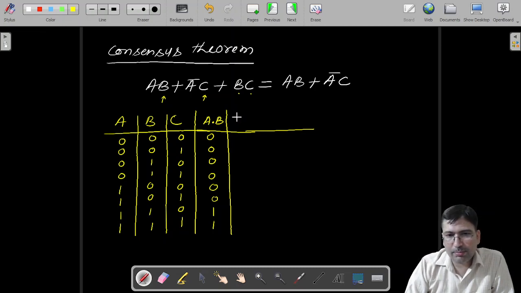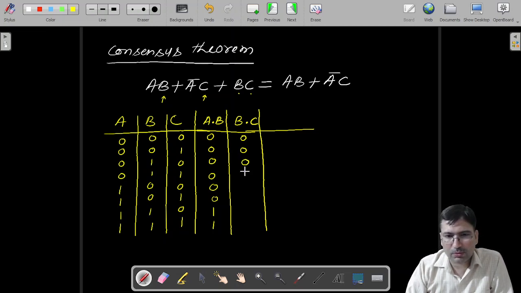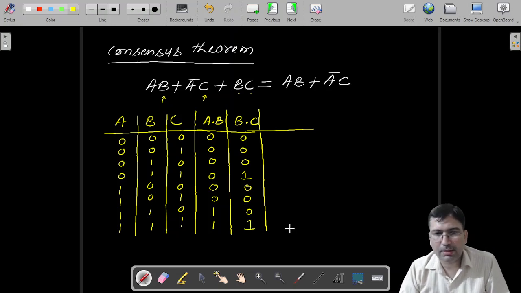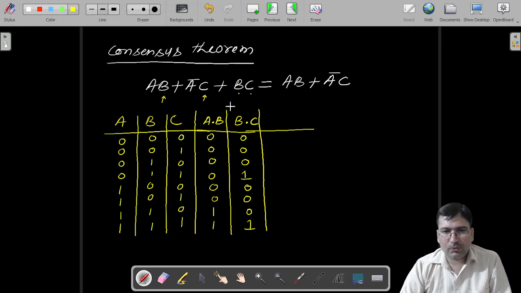Now if we want to calculate BC, easily we can get the BC. So what is BC here? B and C, so it will give us 0, both are 0. This will also give us 0, this is also 0, the fourth is 1 only, right? Fifth, B and C both are 0, sixth is also 0, seventh is also 0, and eighth is 1, right? So we have calculated AB as well as BC.